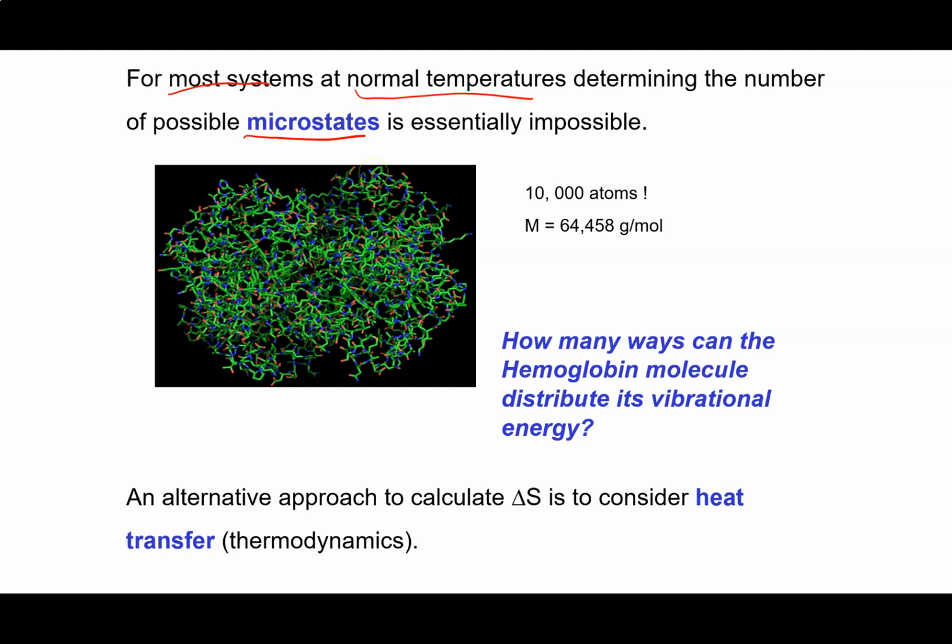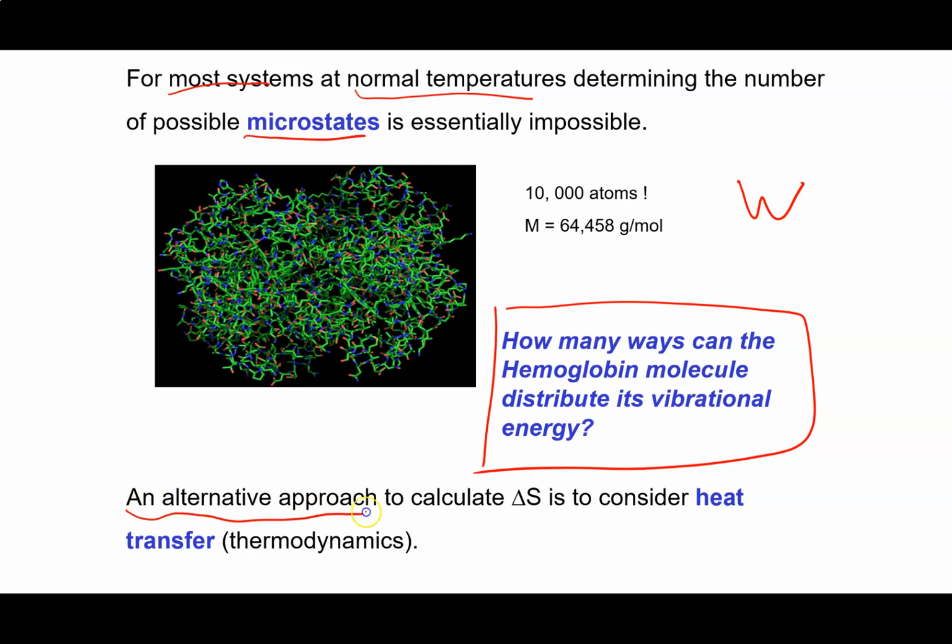This is a protein. It's got around 10,000 atoms, and it's got a molar mass of about 64,000 grams per mole. It's what we call a hemoglobin molecule. It's the molecule that carries oxygen around in your blood. Now, how are we ever meant to figure out the total number of rotations, translations, and vibrations that are possible for this molecule at a particular temperature? We just can't do it. There would be millions, and it's just not going to happen.